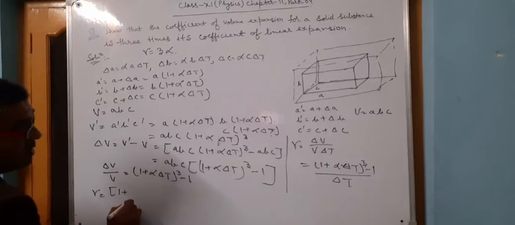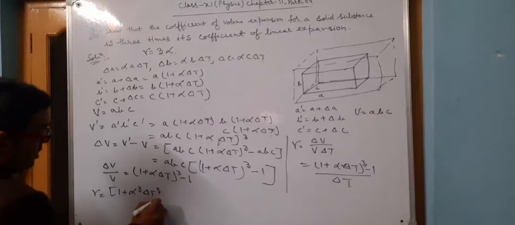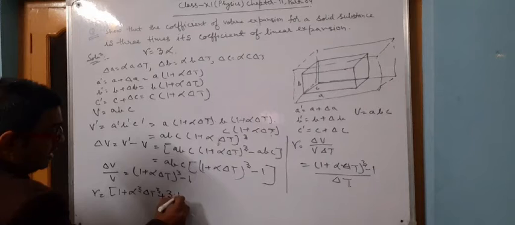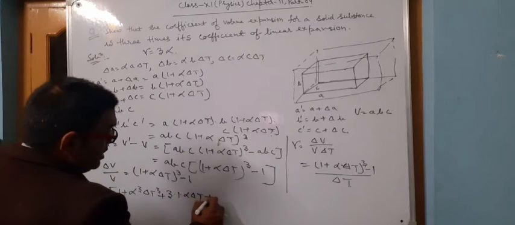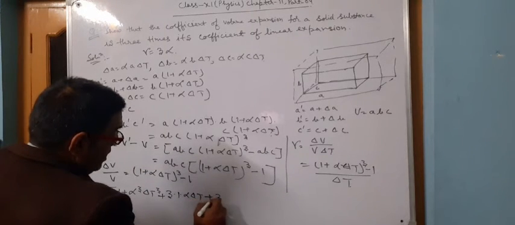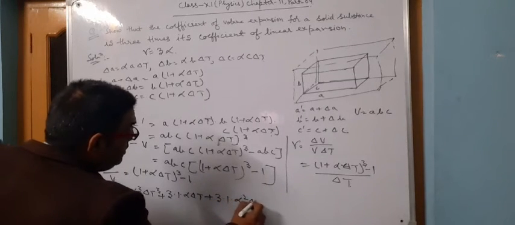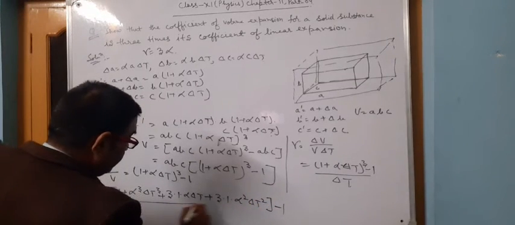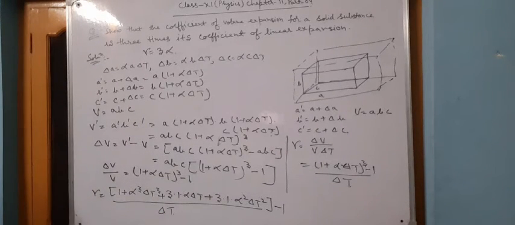A cube plus B cube plus 3A square B, okay, plus 3AB square minus 1 upon delta T. Okay, you can write here.